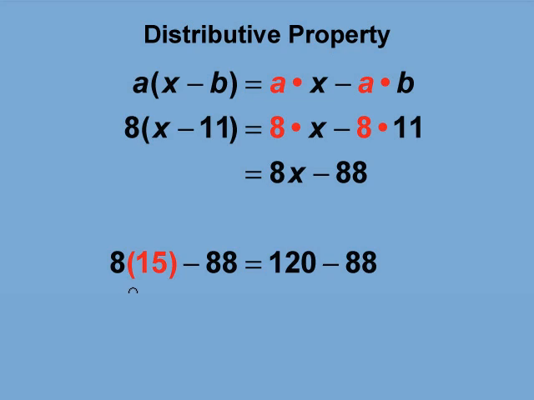We evaluate the expression for x equals 15 as shown here. We get 120 minus 88, which is equal to 32. Let's look at a final example.